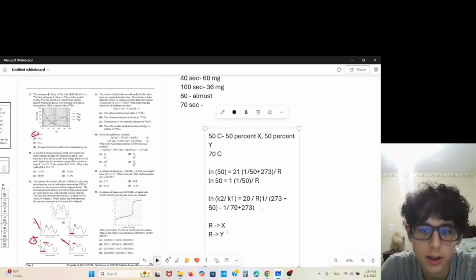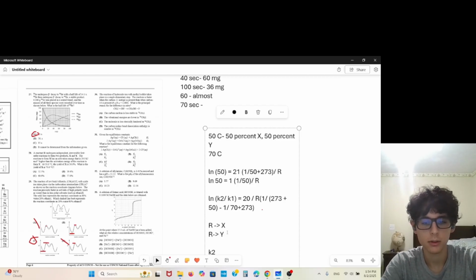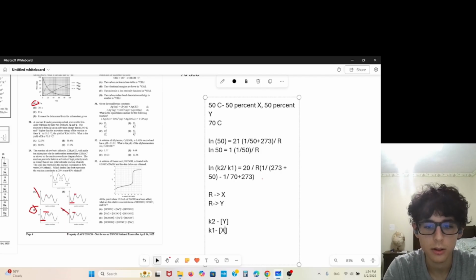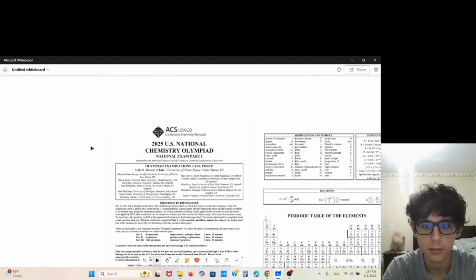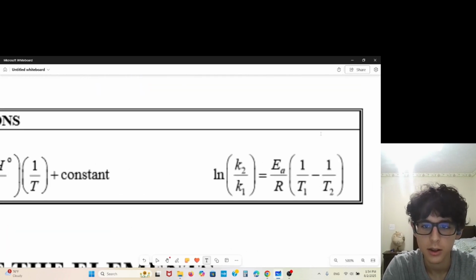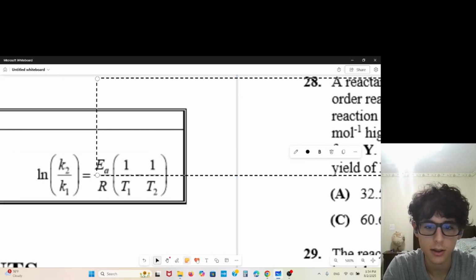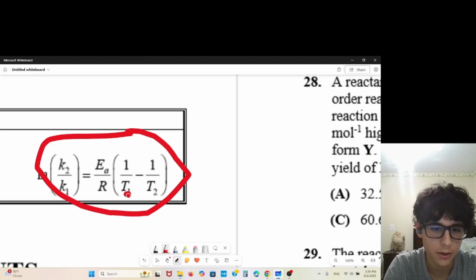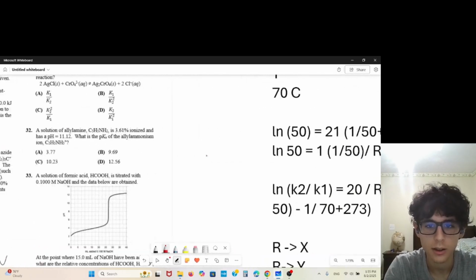So if you think about K2 being for Y, the concentration of Y, and K1 being the concentration of X, that is really helpful. Now this goes back to here. Beautiful equation. See this? This is the equation you guys need to know. You can rearrange the temperatures. If it bothers you, T2 minus T1, you're gonna have to put a negative here. Okay, let's go.